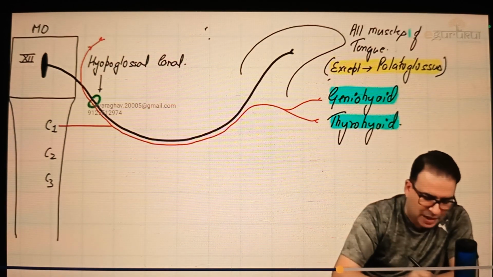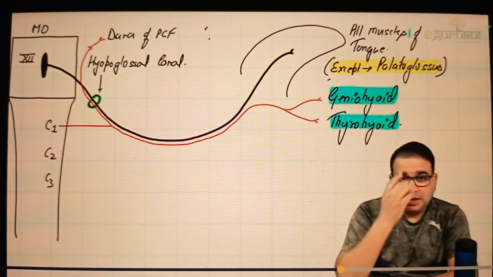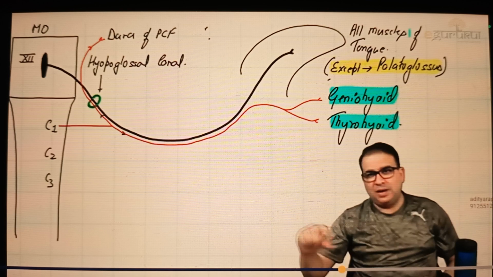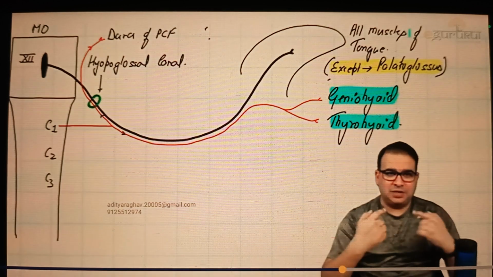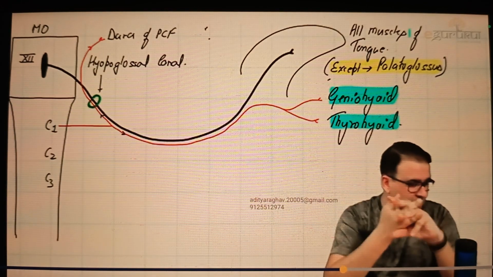Again, same story. If any nerve is going back into the cranial cavity, it is going to supply what? It is going to supply the dura of the posterior cranial fossa. You can see the C1 branch is going forward, and also upward. The C1 branch going forward is supplying the geniohyoid and thyrohyoid, and a branch of C1 along with the hypoglossal nerve goes back into the cranial cavity to supply the dura mater of the posterior cranial fossa.